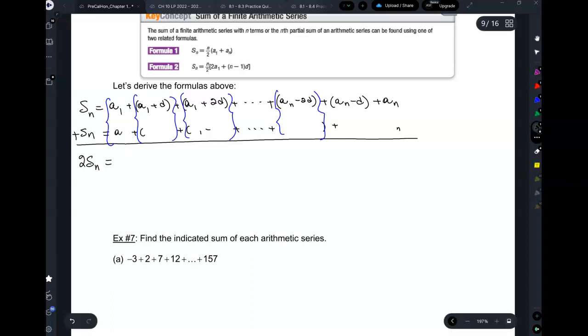So we're going to do it in reverse order. So AN, and then AN minus D, AN minus 2D, and then A1 plus 2D, A1 plus D, and then A1. Now we're good.